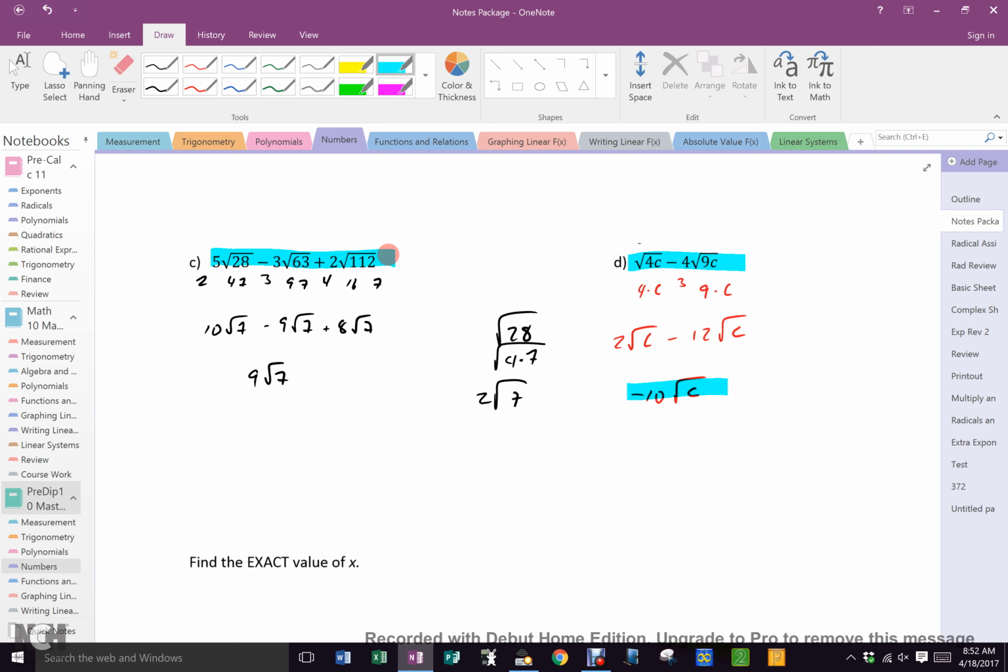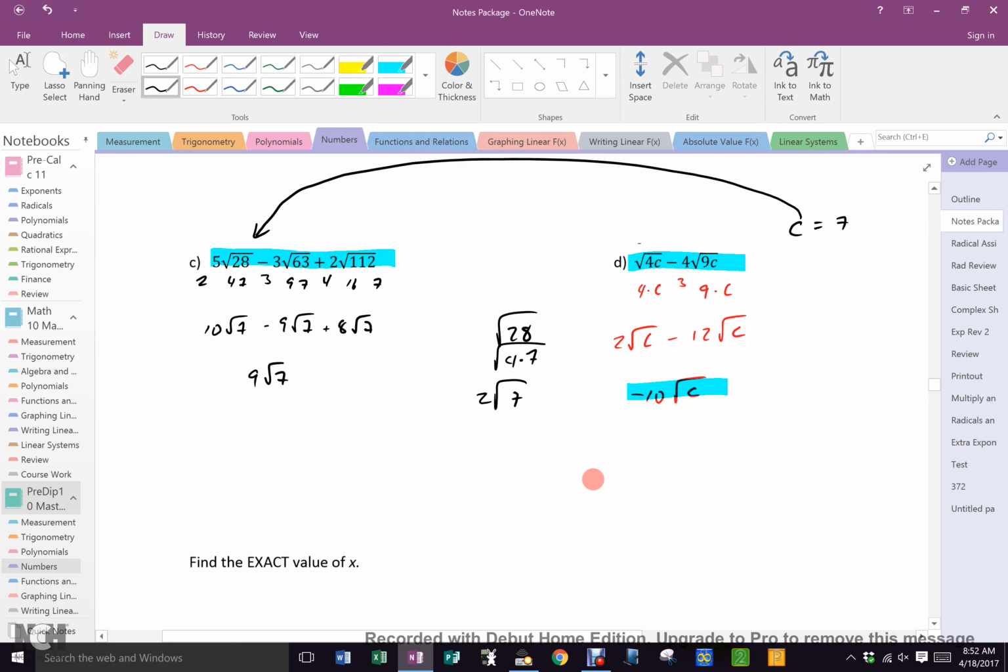No. Even though it looks totally different. Does everybody understand? If I told you c equaled 7, then I would have had root 28, wouldn't I? And then you would know what to do, right? Well, everybody cool? Everybody good?